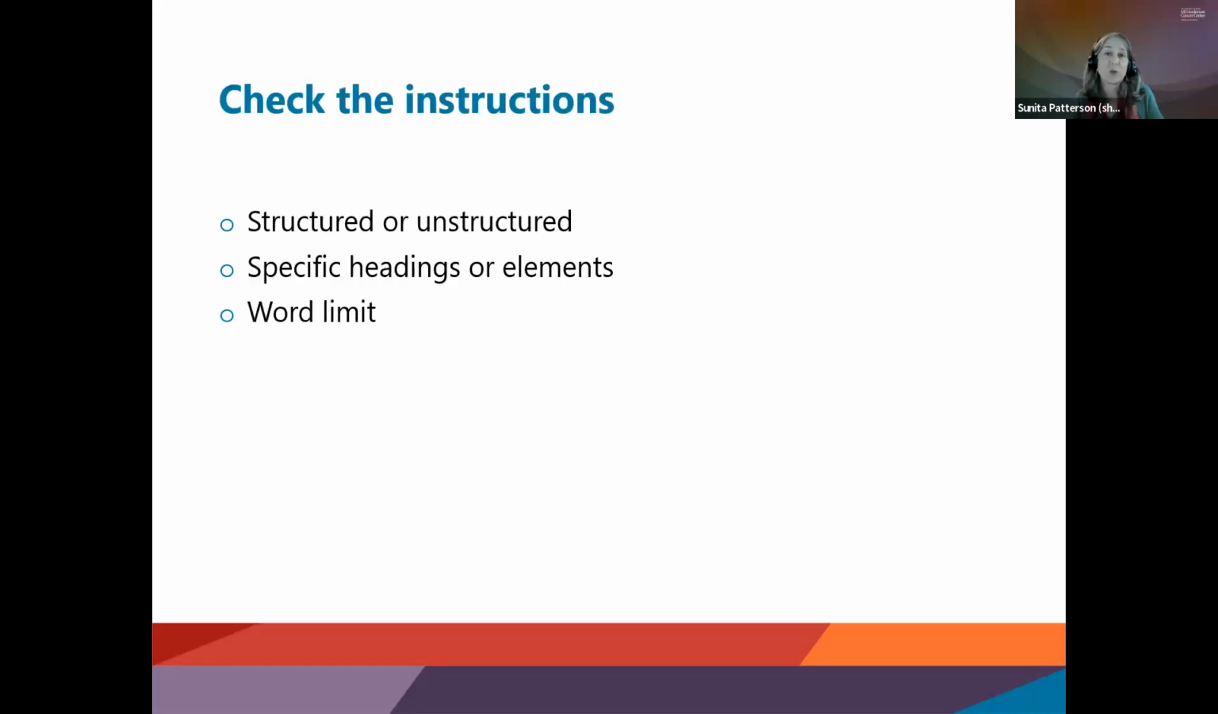Of course, you want to check the journal or conference instructions for format for your abstract. In particular, do they want a structured or unstructured abstract? Structured means it's divided into sections with little subheadings, and unstructured means just a solid paragraph without any subheadings. If they do want a structured abstract, are they asking for specific headings, or are they asking for specific elements to be included? And then, of course, what is the word limit that you need to meet?